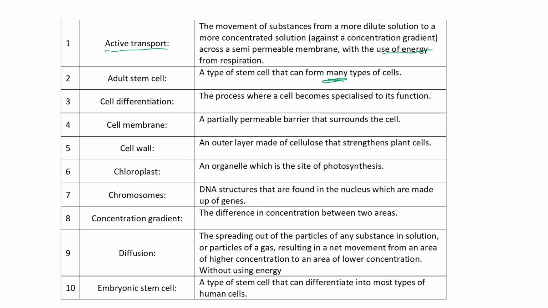A type of stem cell that can form many, right? Note the key word there, many types of cells, is an adult stem cell. The process where a cell becomes specialized to its function, right? So what you've got is a sperm, right? And what that has done is it becomes specialized. And that is called cell differentiation.